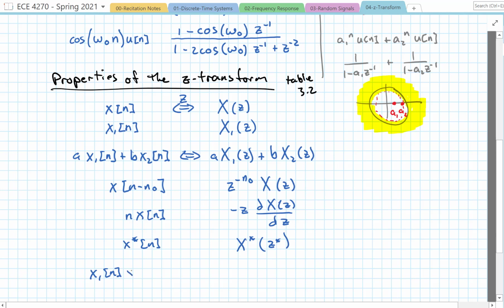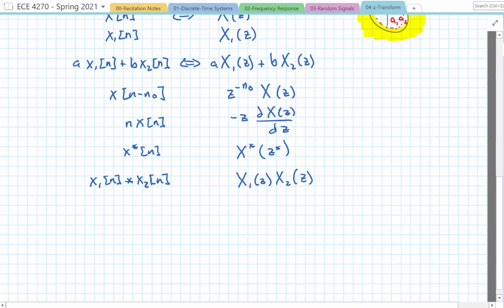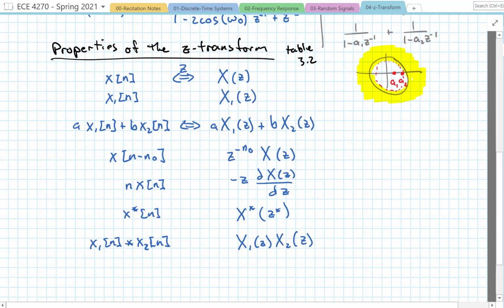And then the granddaddy of all the properties is that x1 of n convolved with x2 of n transforms into x1 of z times x2 of z. So anytime you can take convolution, a very complex operation, a high computational load, and turn it into multiplication, that's a huge advantage.